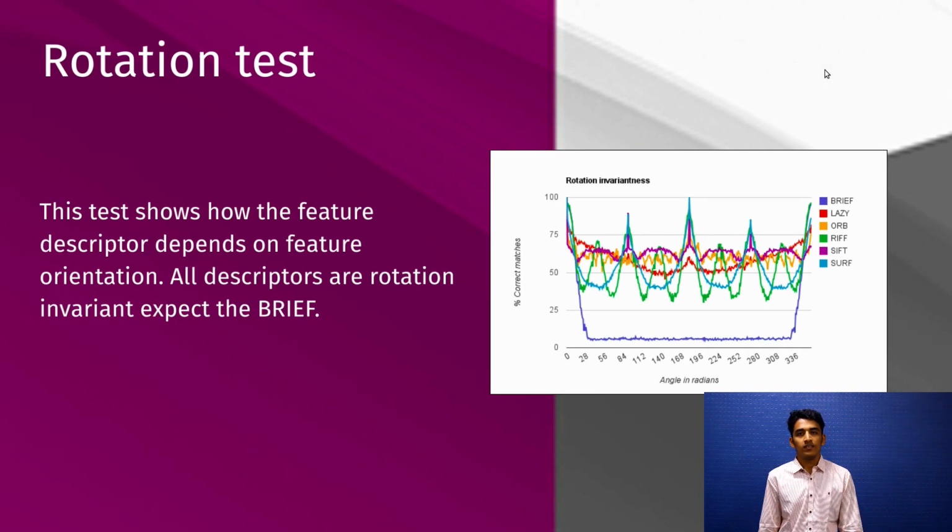The rotation test shows how the feature descriptors depend on the model's orientation. As shown in the graph, all descriptor algorithms are rotation variant except the BRIEF algorithm.